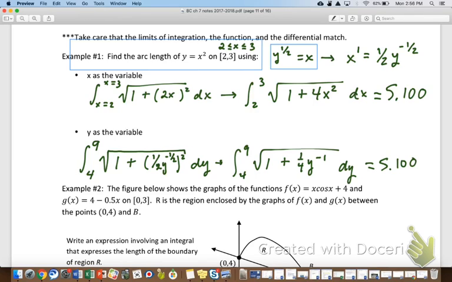All right, so we got our other example here today, example 2, and I'll flip over to that.